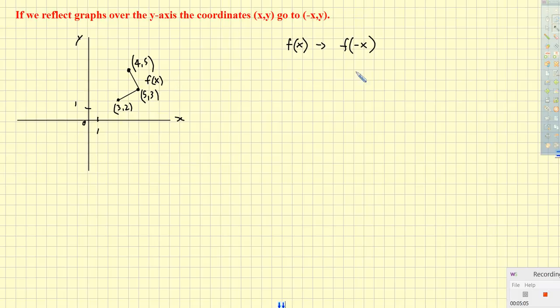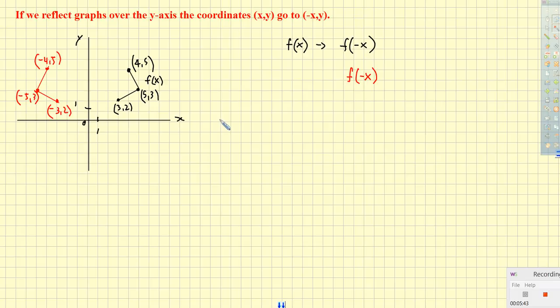So my graph now in red, f of negative x, will go to (negative 3, 2), it'll go to (negative 5, 3), and it'll go to (negative 4, 5). So my new graph would be right there, and it has been reflected over the y-axis. And my y values remain the same.